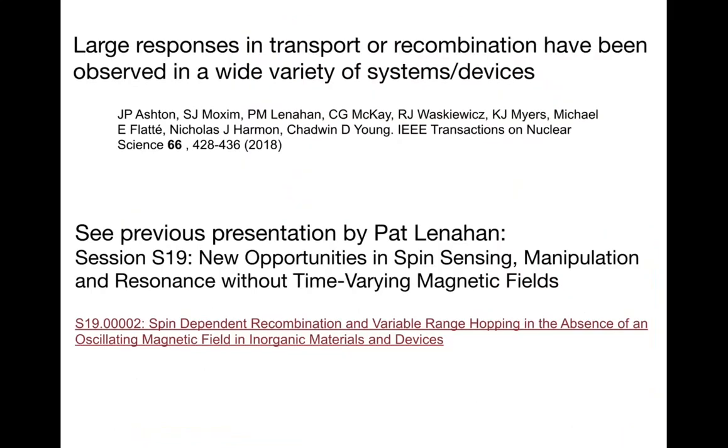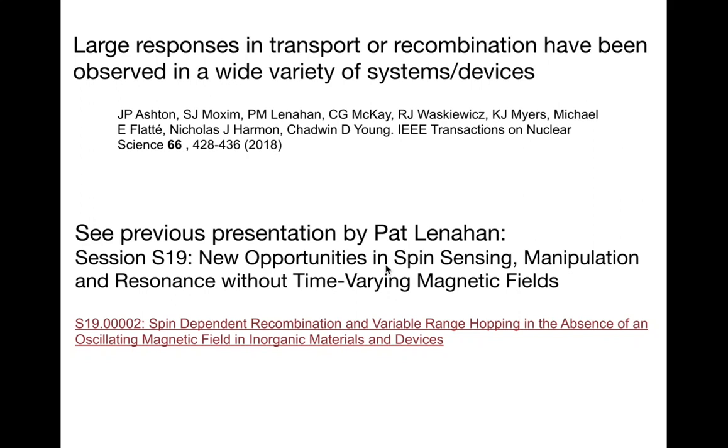Okay, so large responses in transport or recombination have been seen in a lot of systems, and Pat Lenahan has done a lot of great work in a number of systems looking at this. So I point you to this paper right here. I would have you look at it. It has a lot of examples, and the previous presentation by Pat, just before mine, was entitled this right here. So looking at much more of the experiment side of things than what I'm showing you today. So check that out.